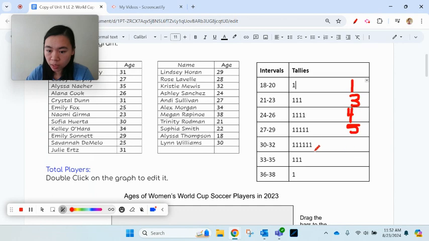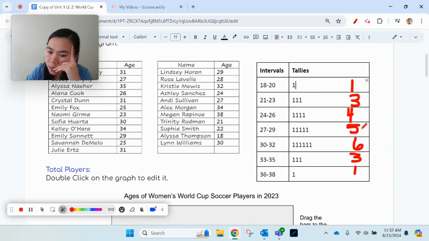In the next range, we have 6 players over here. 1, 2, 3, 4, 5, 6. Yep. 3 and then 1. I didn't figure out my total yet. Total, we should have, let's count.